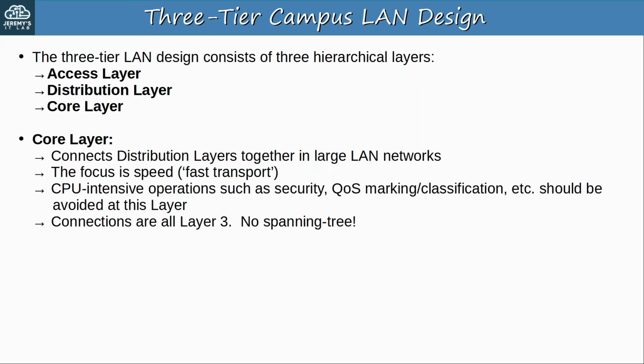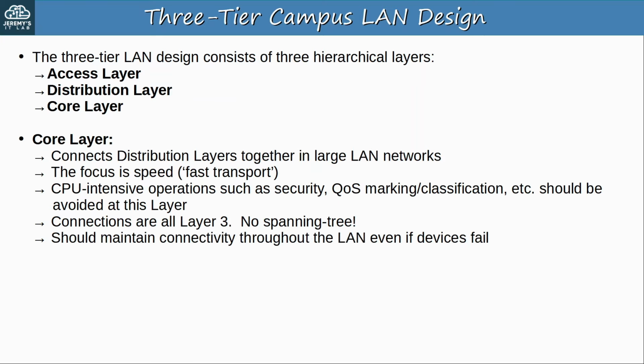And the connections are all layer 3. We definitely don't want spanning tree at the core layer. The core layer should maintain connectivity throughout the LAN, even if devices fail. Because it's the backbone of the LAN, redundancy of devices and connections is very important.